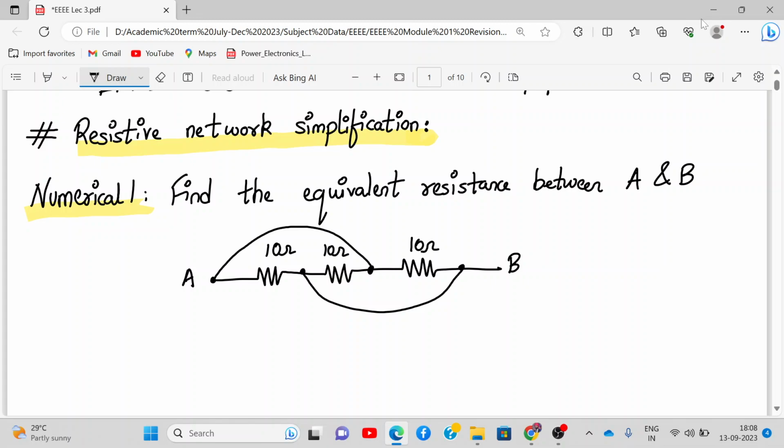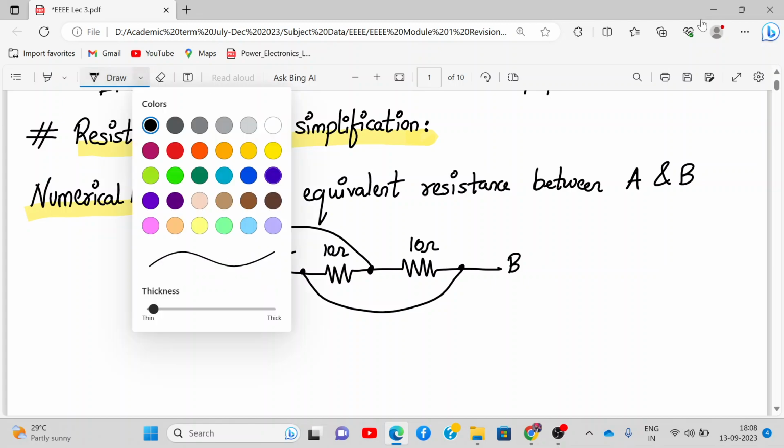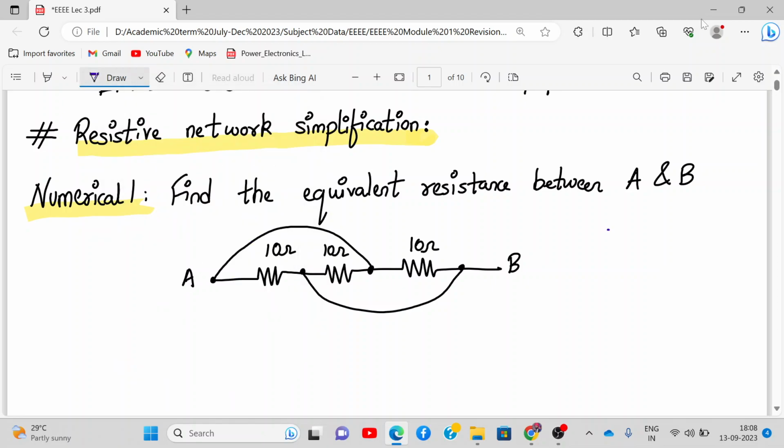Alright, so last time we have studied series and parallel circuits. We know when two resistors are in series, they are connected as follows. So these two resistors are in series. So let's say R1 and R2. What will be the equivalent resistance? Let's say this is A and B. So equivalent resistance RAB will be R1 plus R2.